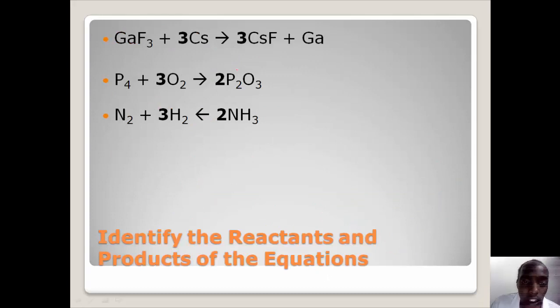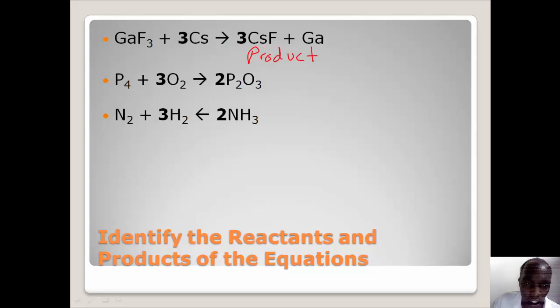So let's identify some reactants and products now. Here we have GaF3 plus 3CS, and we said the arrow shows us the direction or the flow of the equation. So if the arrow points to the product, we know that this side is the product now, because the arrow is going to point us to the product.